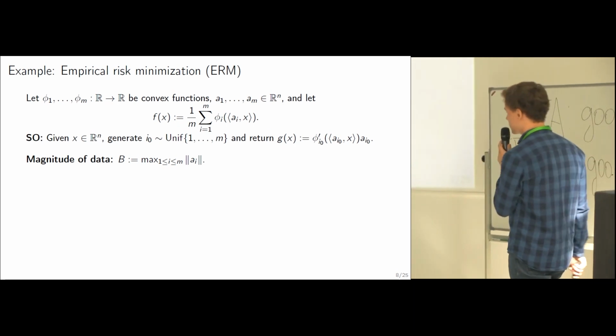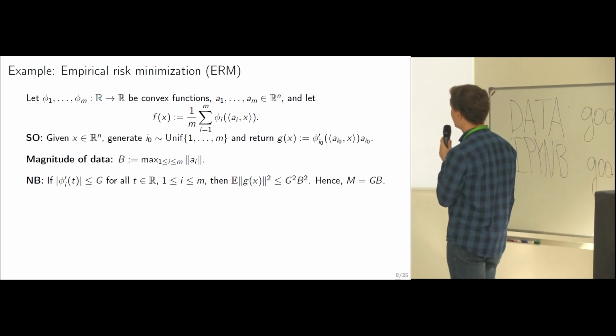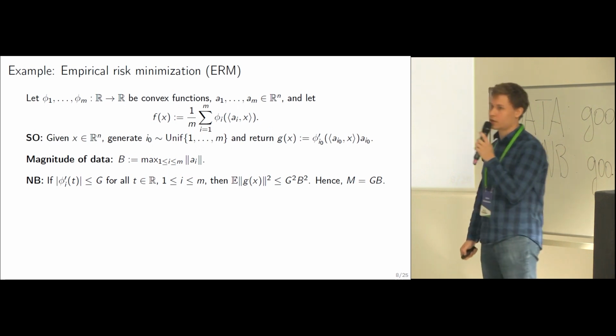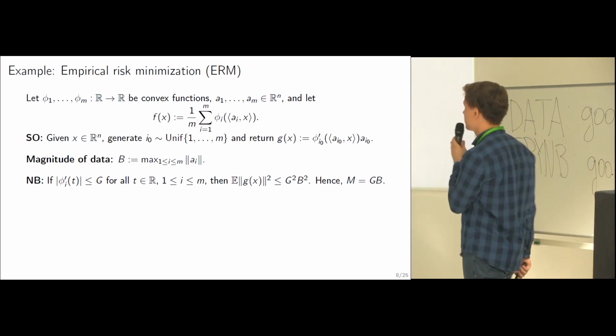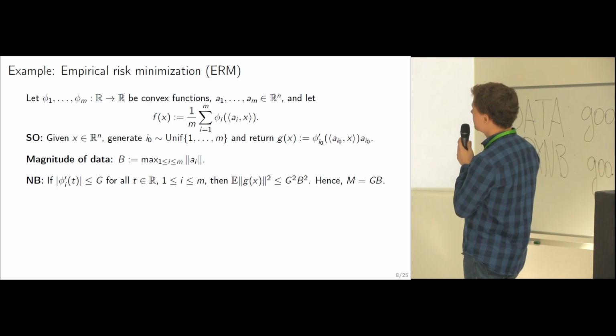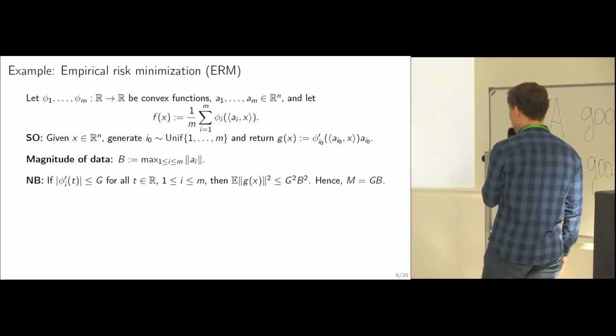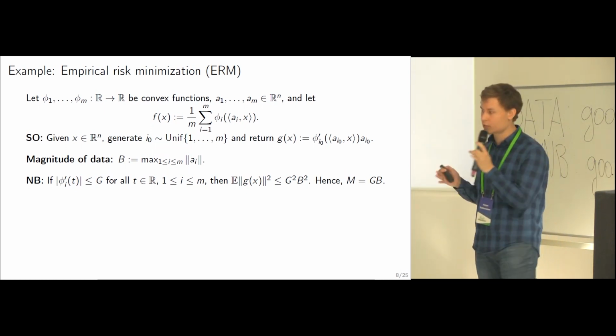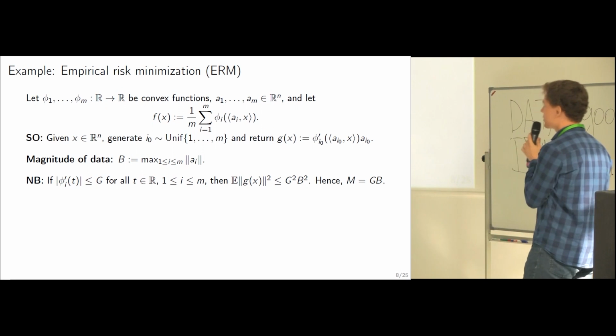So actually, this is a first assumption. In our case, we assume that this function phi that we have here has some bounded derivative. And if this derivative is bounded by this quantity, then it is clear that the second moment is bounded by this product of the size of this derivative multiplied by the size of the data. So for our constant m, the best way to think about it is as the size of the data. So the smaller the size of the data, the faster the method converges.